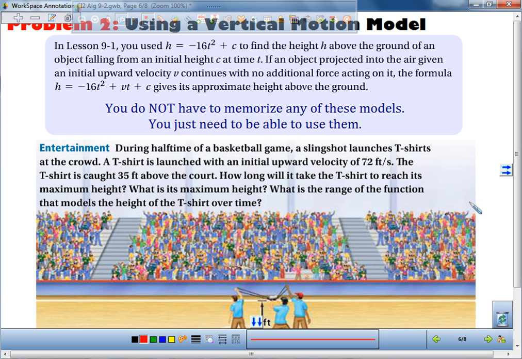Okay, we got a word problem here. For this word problem, it says, during halftime of a basketball game, a slingshot launches T-shirts at the crowd. A T-shirt is launched with an initial upward velocity of 72 feet per second. The T-shirt is caught 35 feet above the court. What they want to know is how long will it take the T-shirt to reach the maximum height. Then they would want to know what is the maximum height. And then what is the range of the function. So we're answering 3 things here.